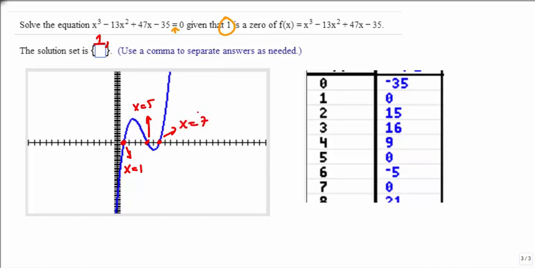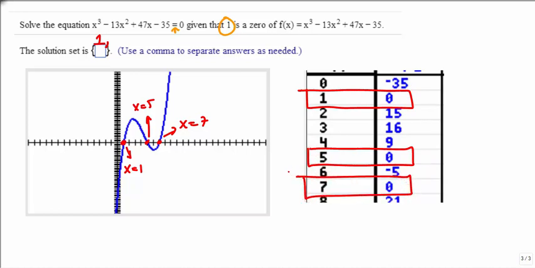Now it could be a decimal, maybe it looks like it's crossing, but we can verify that over here. So here's x equals 1, x equals 5, and x equals 7 as my solutions or my roots. I know this is where they're crossing because these are where my y values are 0. So up here my answer would be 1, 5, and 7. Those are the values that I put in here. I don't need to put x equals, I just put in my numbers 1, 5, and 7.